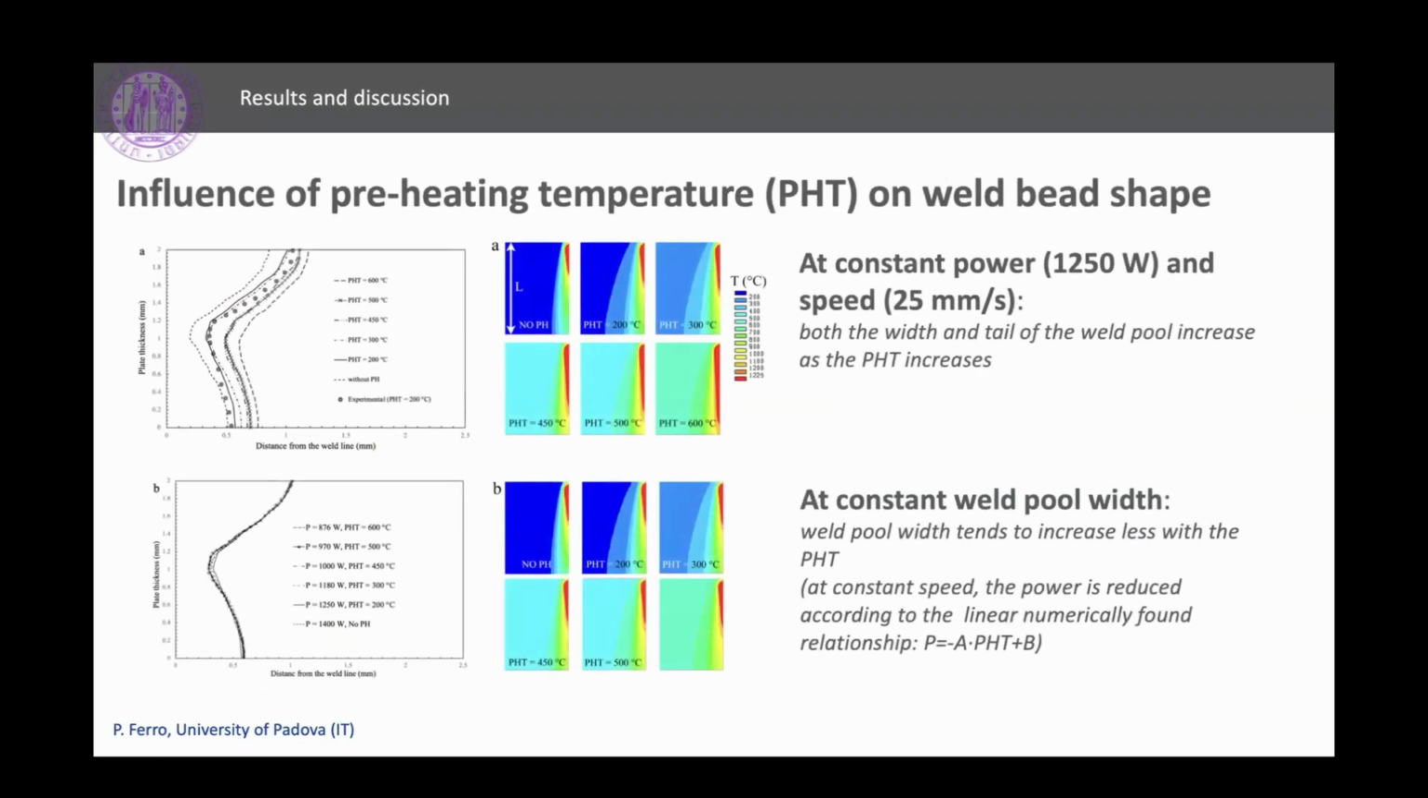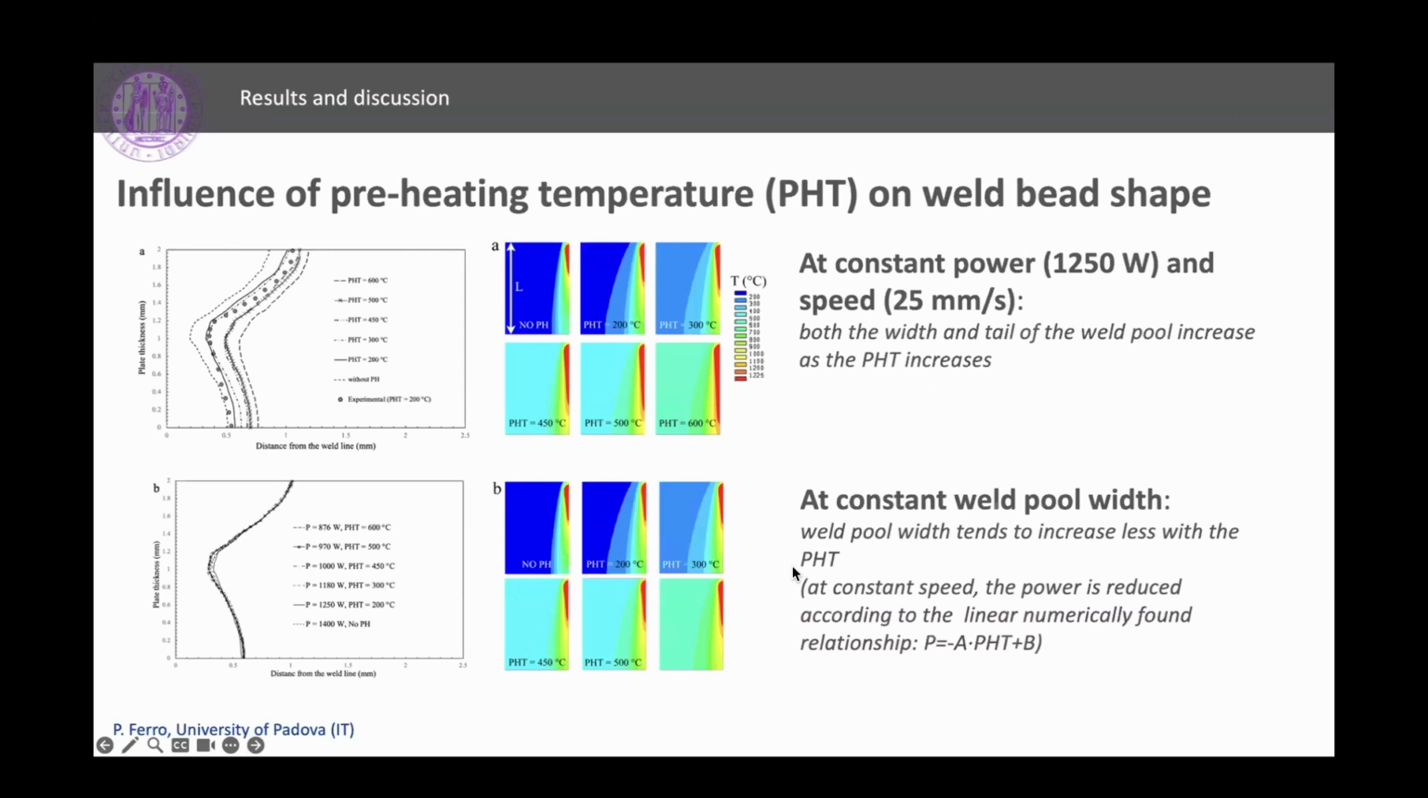About result and discussion, I want to start with the thermal results. In particular, we try to investigate two conditions. The first one is the condition at constant power and speed, and by increasing, of course, the preheating temperature. And the second condition is the influence of preheating temperature by keeping constant the weld pool width.